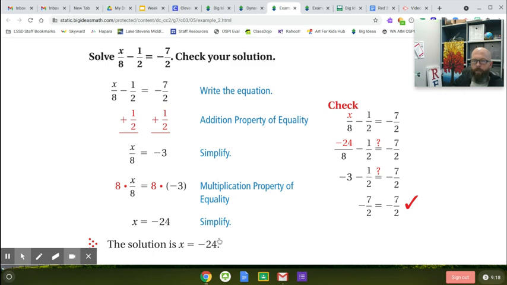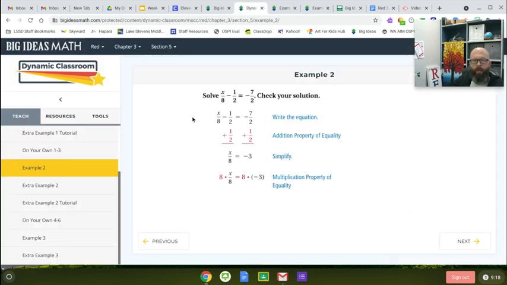You can check your answer by plugging in negative 24 to your original equation and making sure that it checks out, and it does, so we know that that's correct. All right, make sure you have your notes available to you so you can see these steps when you're working on your assignment.